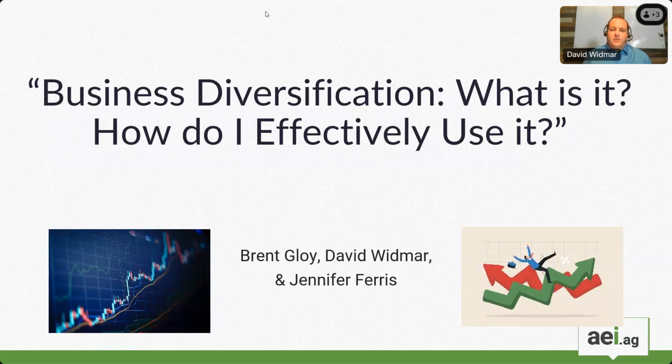But business diversification, the title of today, is what is it exactly and how do I effectively use it in my operation? Business diversification is one of those management concepts that we hear discussed and talked about a lot. We intuitively know the importance of not putting all of our eggs in the same basket, but what does that really mean? And how do we actually evaluate how we're doing as an operation? How do we go about growing our business in a way that creates that business diversification, that allows us to spread out that risk and to still have effective gains?